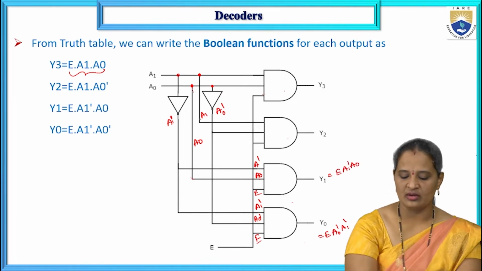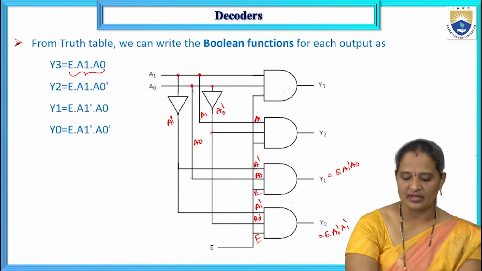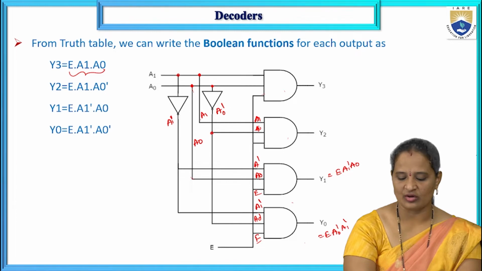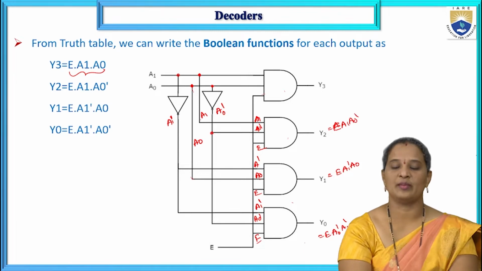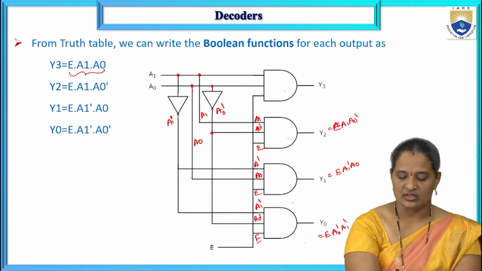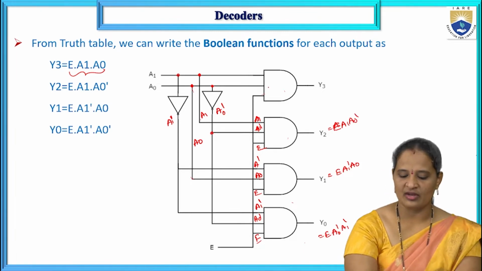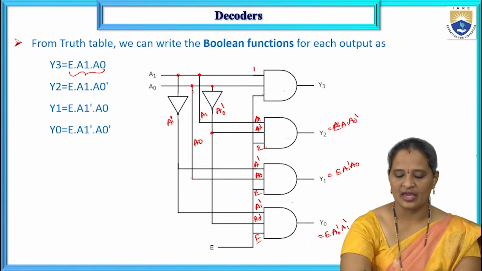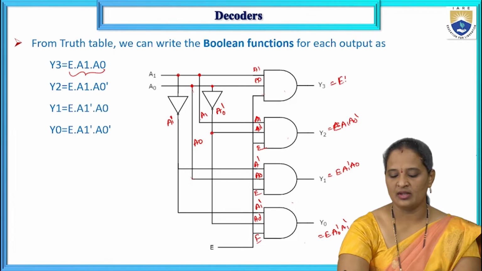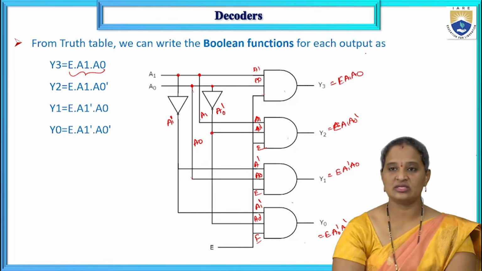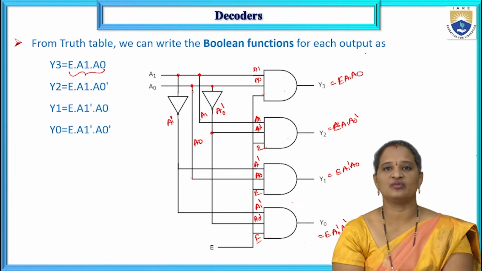Next coming to this one, A1 is coming and here A0 complement is coming, and enable. So Y2 is equal to enable, A1, A0 complement. And now for this one, A0 is coming and A1 is coming and enable. So this is equal to enable, A1, A0. So this is the implementation of a 2 to 4 decoder.